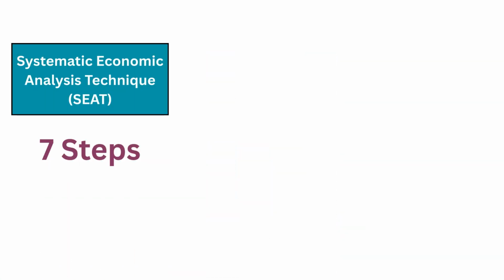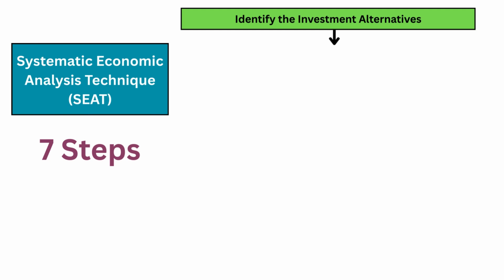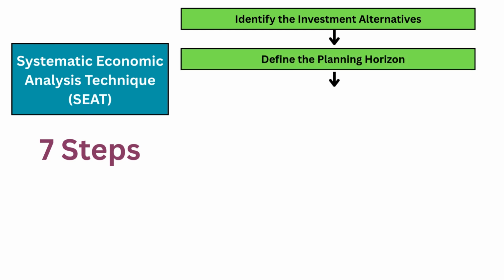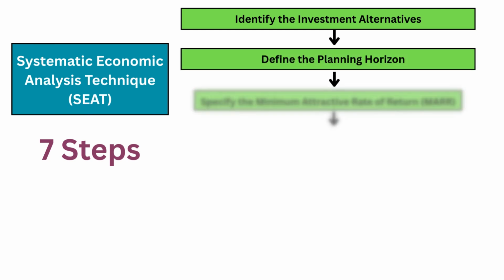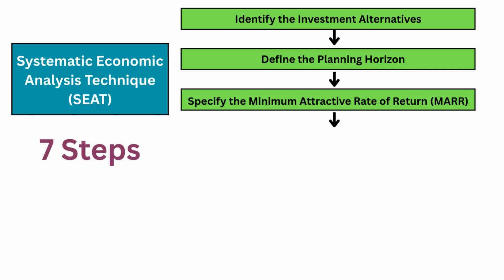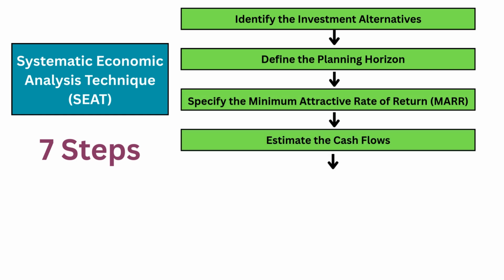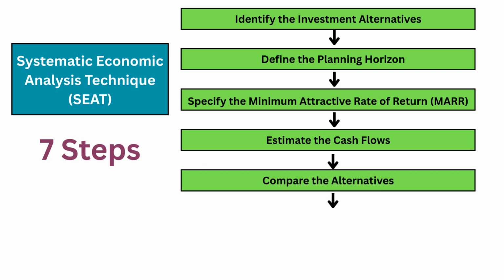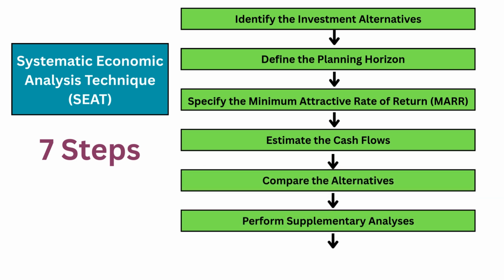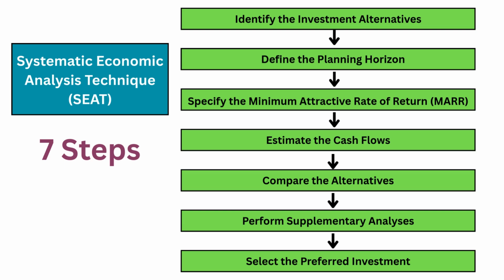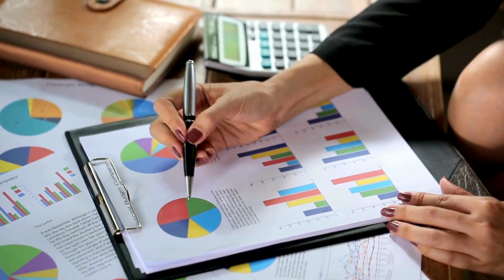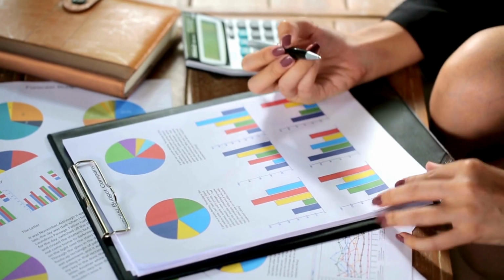By mastering SEAT, you will 1. Identify all options. 2. Compare them fairly over time. 3. Set a realistic return threshold. 4. Forecast cash flows carefully. 5. Evaluate alternatives consistently. 6. Stress test assumptions. And 7. Recommend investments that balance financial and strategic goals. This blend of theory and method separates strong analysts from the rest.